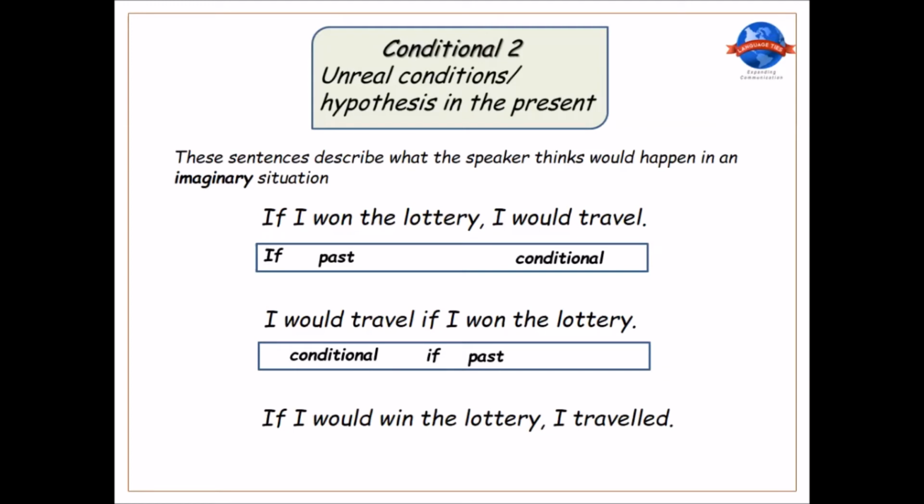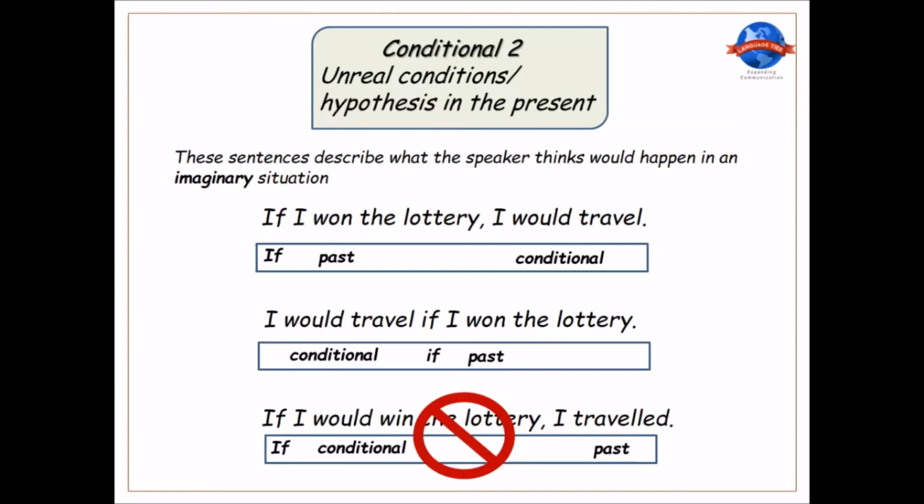Now, if I would win the lottery, I traveled. That is, if conditional tense and past is not possible. Again, we can change the order of the clauses, but we cannot change the tenses.